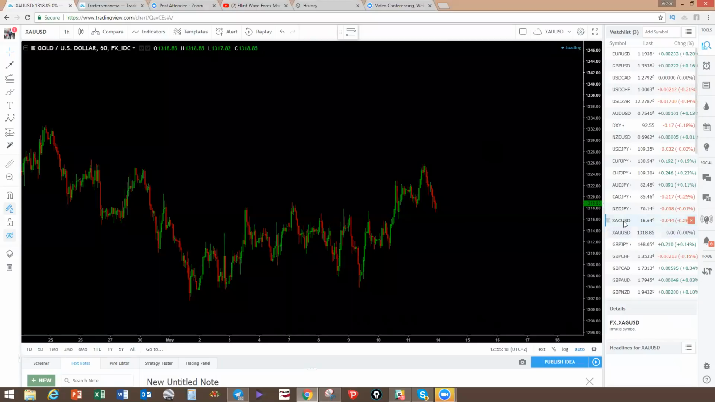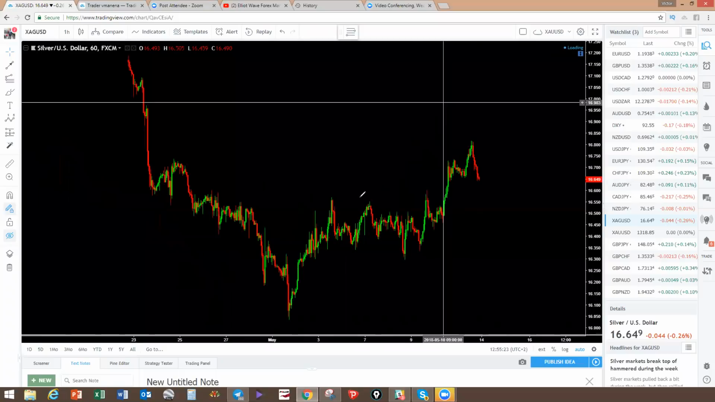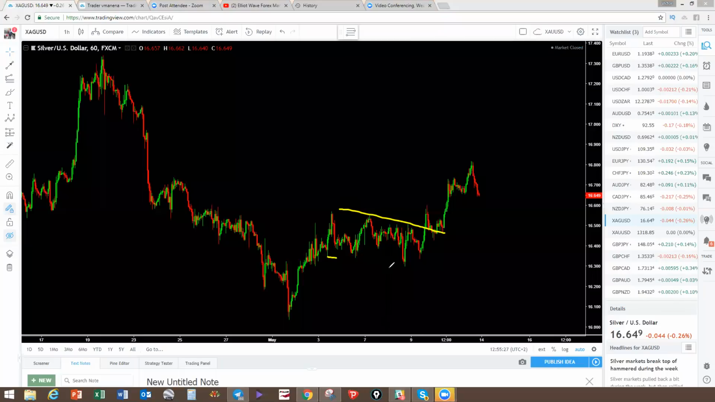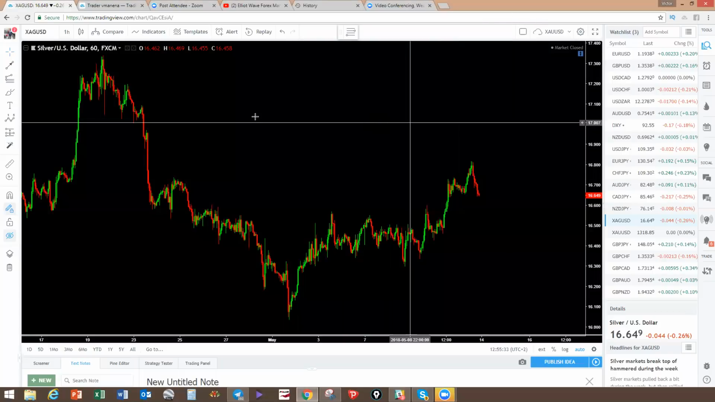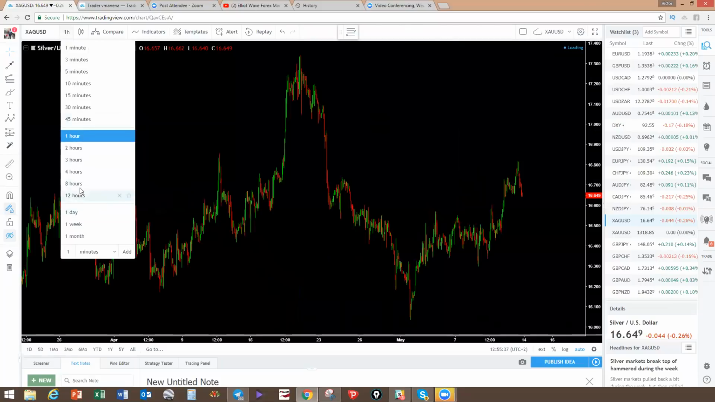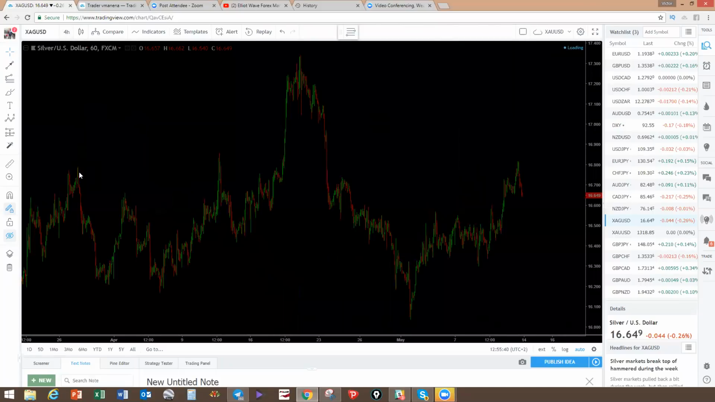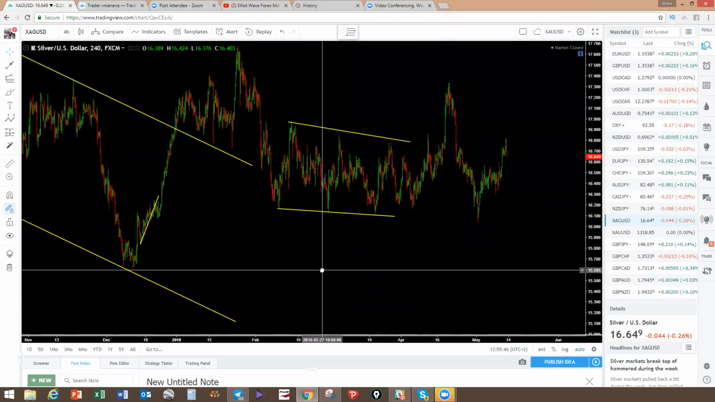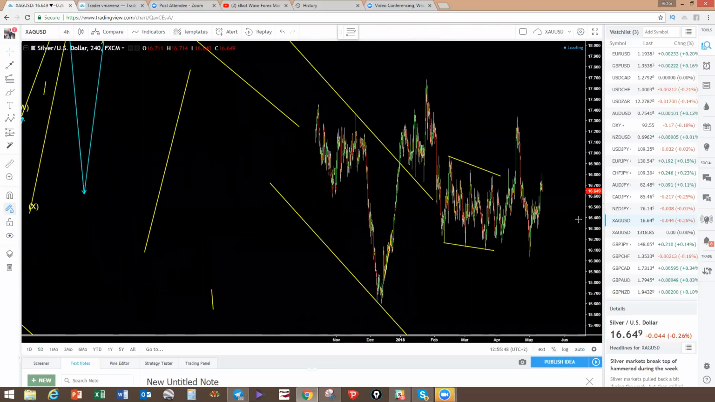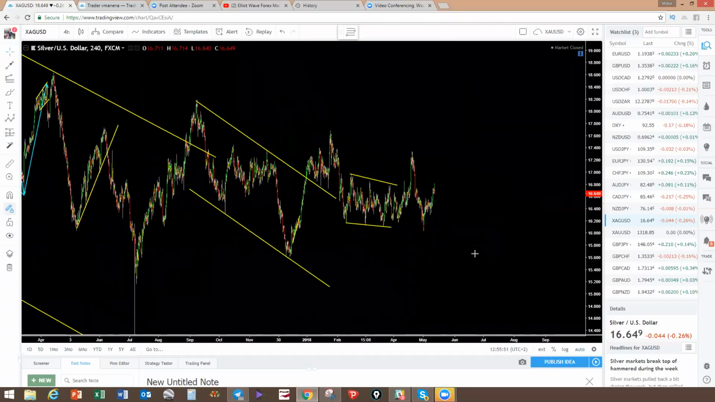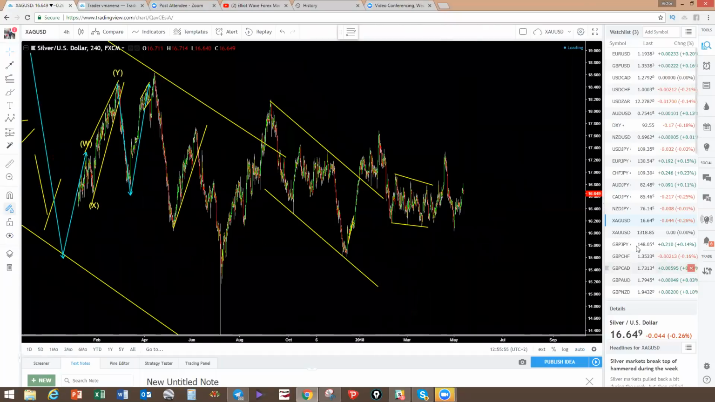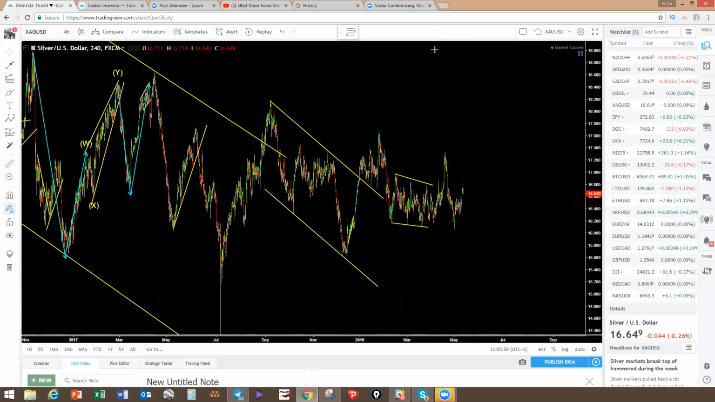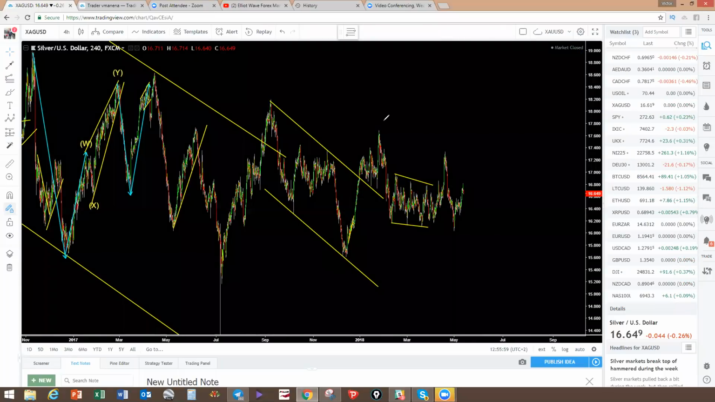Silver. Silver, lower degree, you've got the exact same structure. Okay, exact same structure as gold. But if you wanted to look at the higher degree in the count here, let's go 4 hour. What happened to my labeling? It seems to have disappeared here. My labeling on this one has disappeared. Okay, right, but this is what we're looking at here.